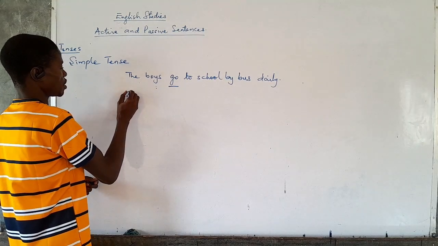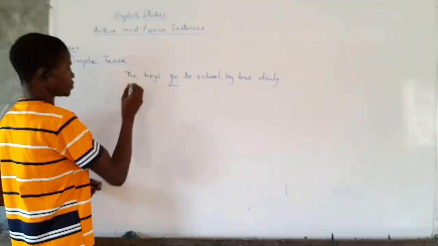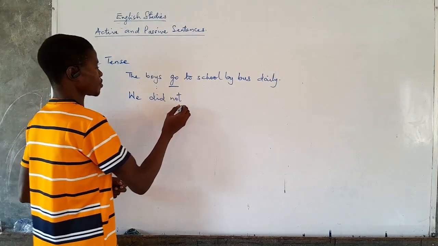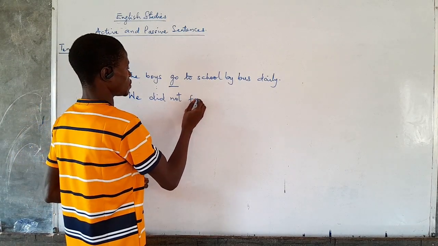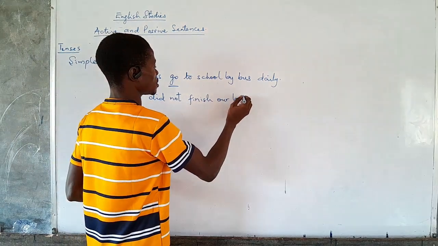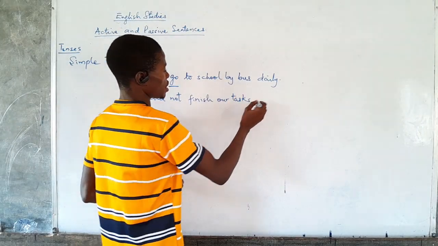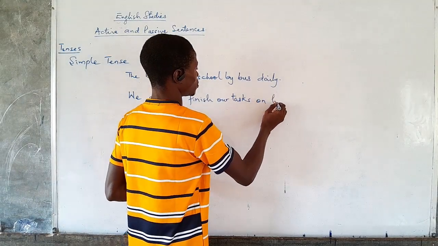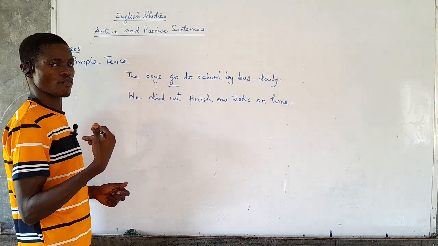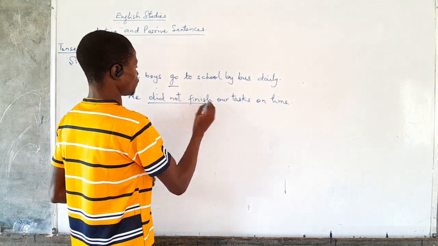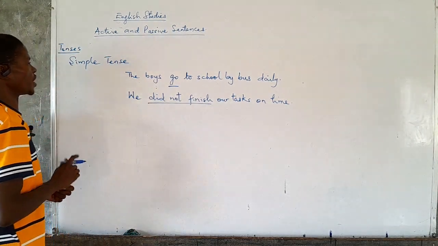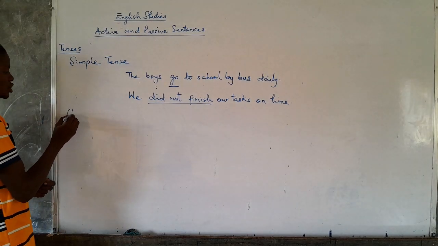Like we say, we did not finish our tasks on time. We are talking of what happened in the past now. Did not finish implies a simple tense. Apart from this, let's talk about the second one, continuous tense.